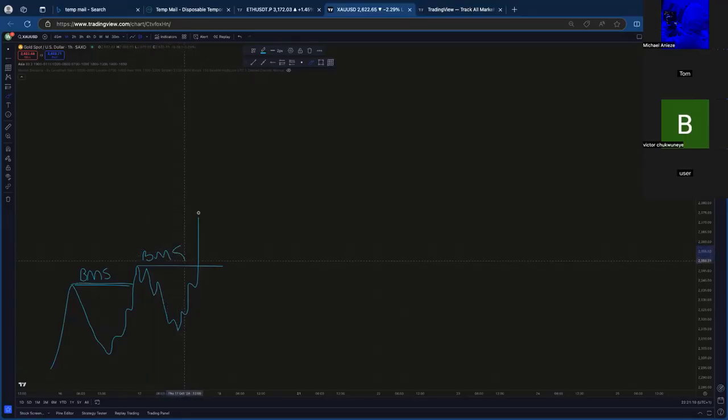And then price does what? Creates a low, goes ahead to do what? To create another high, right? So this is also a BMS. So now, all these structural breaks right here, structural breaks right here, structural breaks right here.